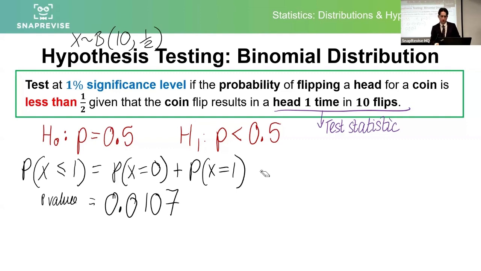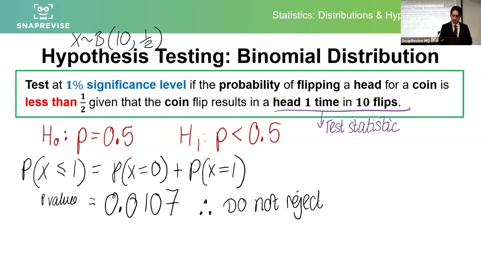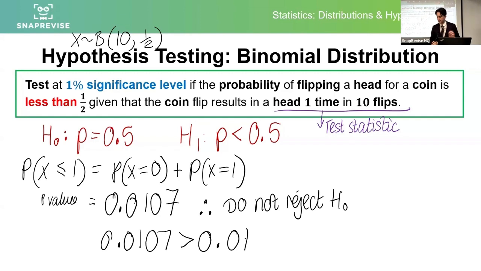Now, we've got to think about what this tells us. Because of this answer here, we do not reject H0 because it's not smaller than 0.01. It's bigger. So it's not extreme enough.